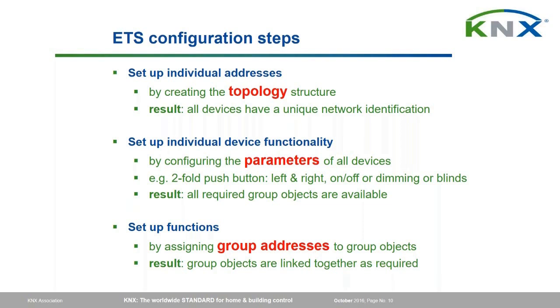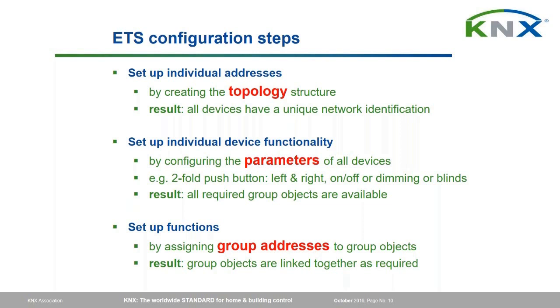And the result of this is that the device will have on board, in the ETS project, all required group objects. Because if it's on-off, or dimming, or blinds, this will indeed change the set of group objects that will be available, as we have just seen before in the overview. For example, for dimming, we need a 4-bit object.